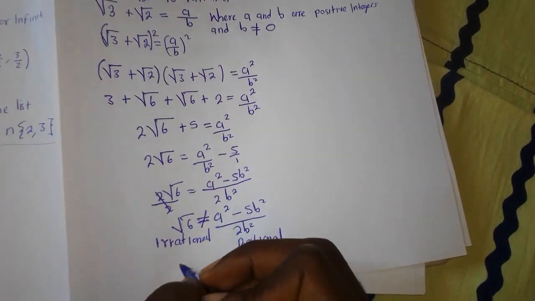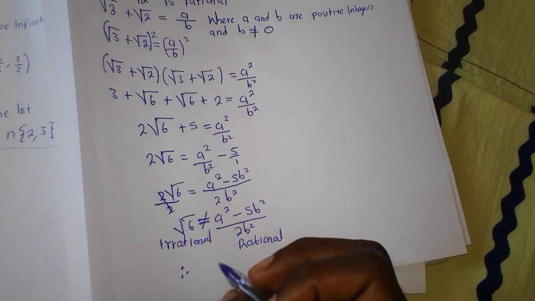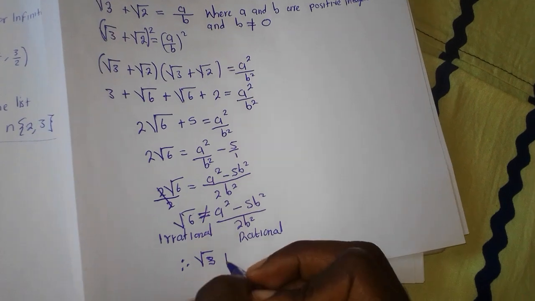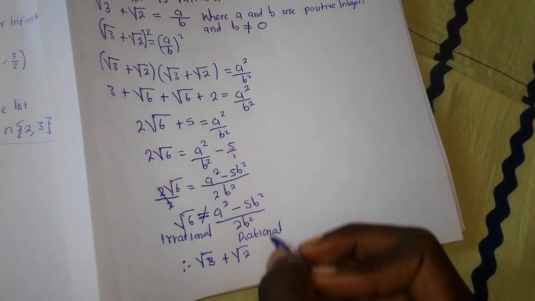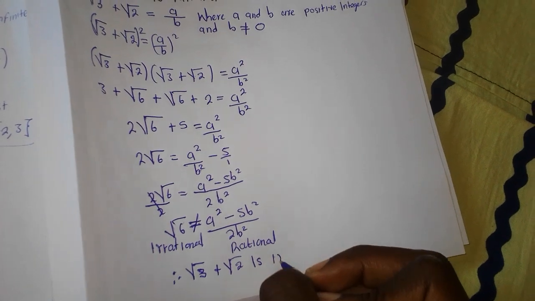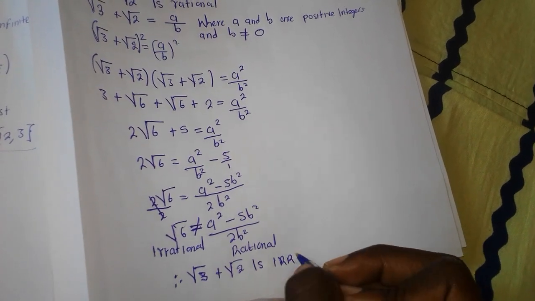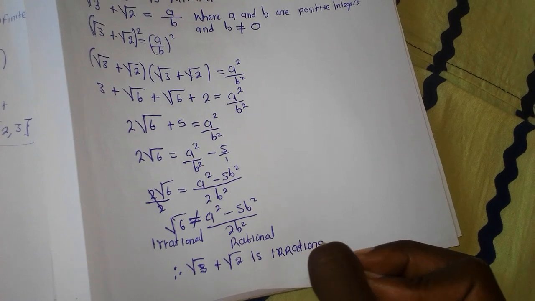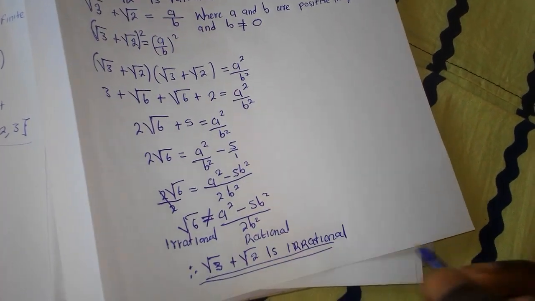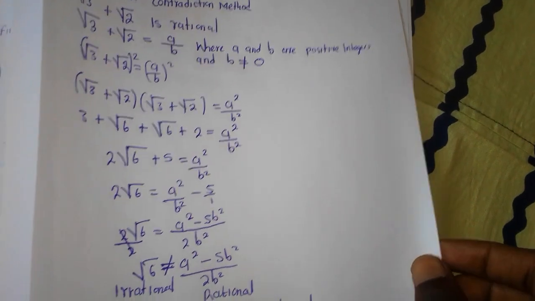Therefore, we can say that root of 3 plus root of 2 is irrational. So it's as simple as drinking water.